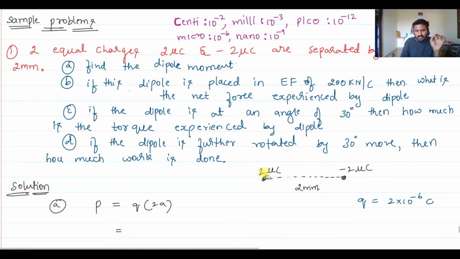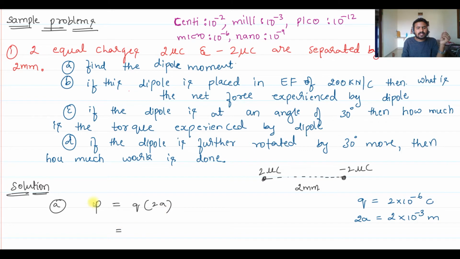Now here they have given 2 microcoulomb, right? So micro is 10 power minus 6, then coulomb. And then the 2a itself is the distance between the two charges, right? And how much is that? They have given it as 2 millimeter. So I have to convert that into meter. Milli is 10 power minus 3, so it is 2 into 10 to the power of minus 3 meters. So I have got Q, I have got 2a. That's all I wanted.